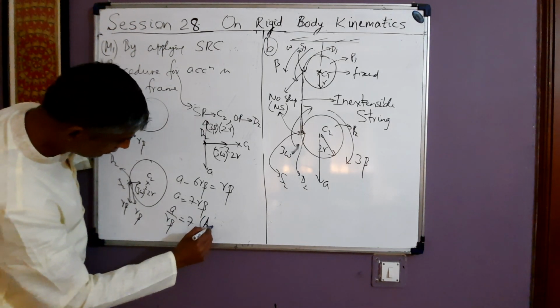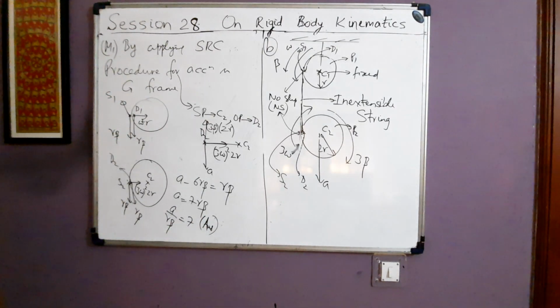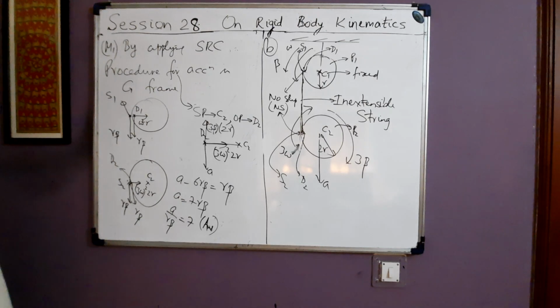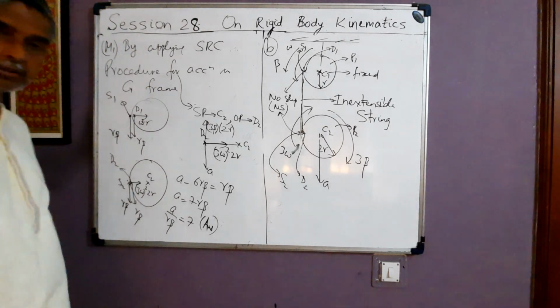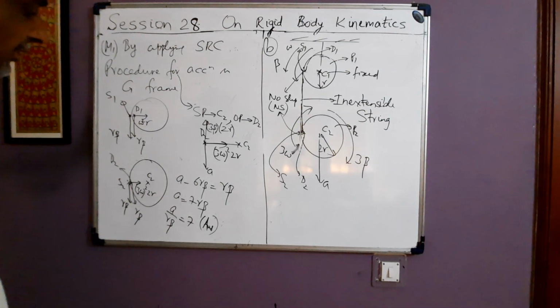This is the required answer, okay? So A by r beta is equal to 7. This is therefore the required answer. Alright, fine. This answer we have obtained by method 1.